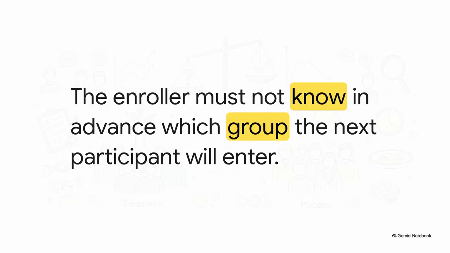Actually, I want to pause and zoom in on step 3 for just a second, because there is a crucial safeguard here called allocation concealment. This means the person actually enrolling the participants into the study must not know in advance which group the next participant will end up in.